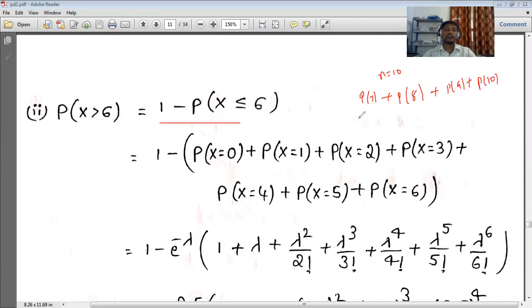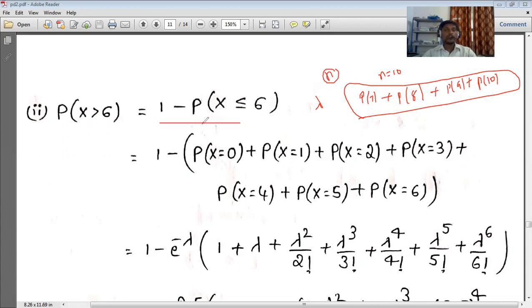But in Poisson, we can't apply this. Why? Because we don't know the value of n. So the number of trials we don't know here. We just know that lambda value, so the mean value we know. We don't know about n and p.